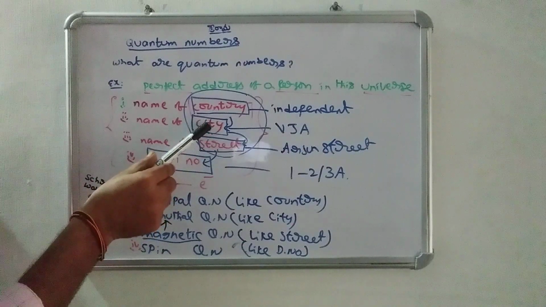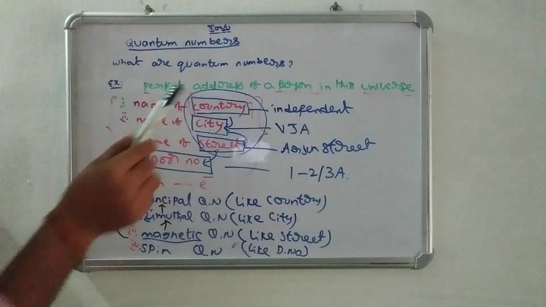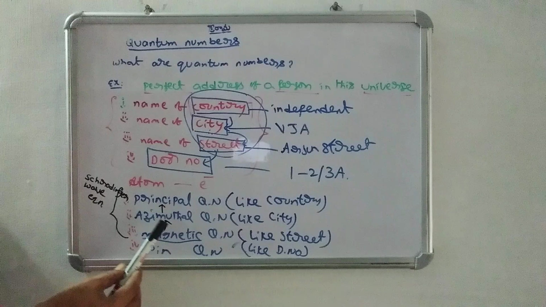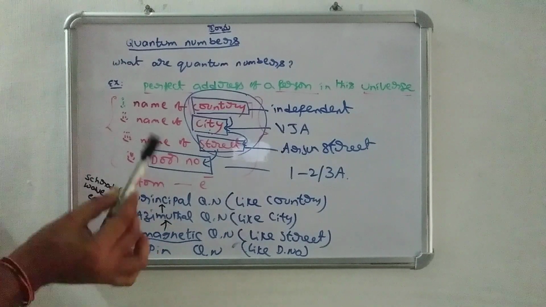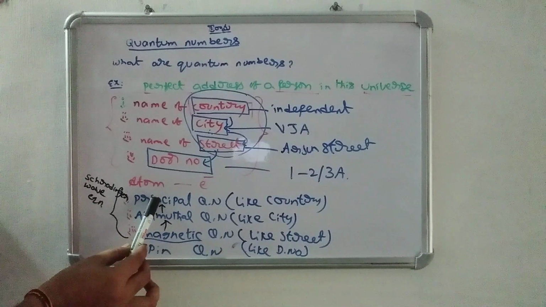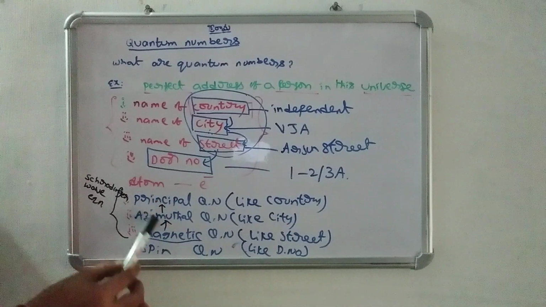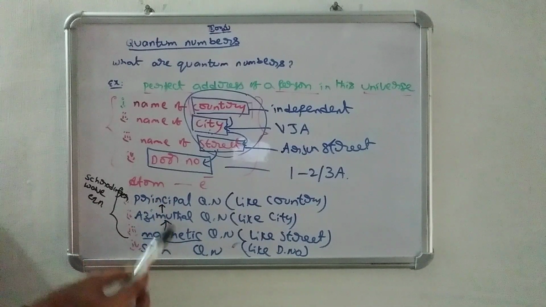Here street depends on city, city depends on country. In the same way, magnetic quantum number depends on azimuthal quantum number, azimuthal quantum number depends on principal quantum number, principal quantum number is independent quantum number. These two are dependent quantum numbers.